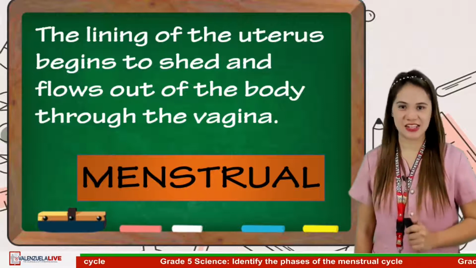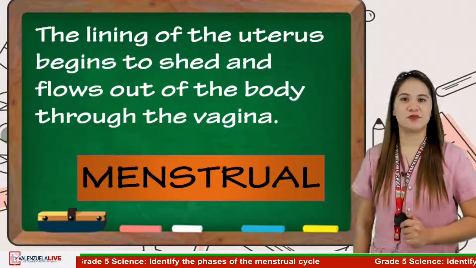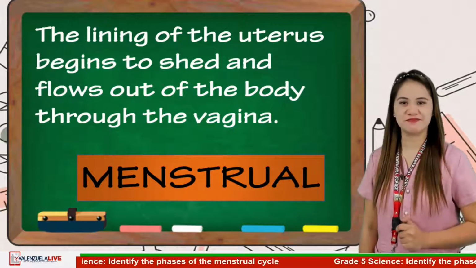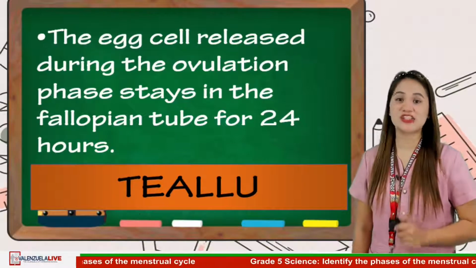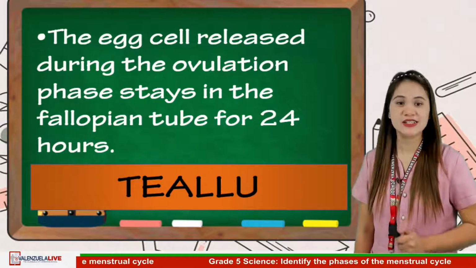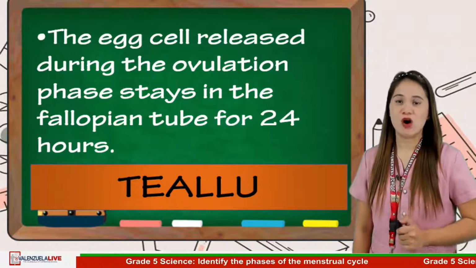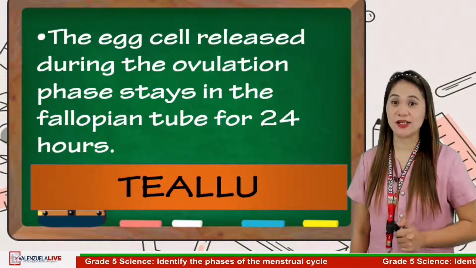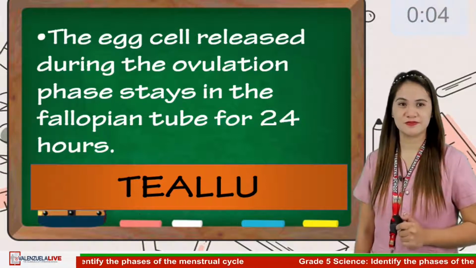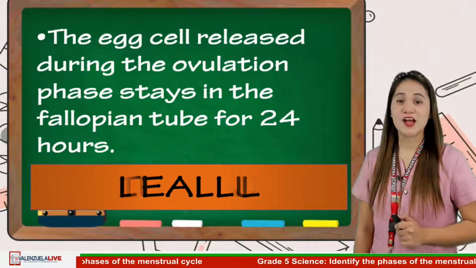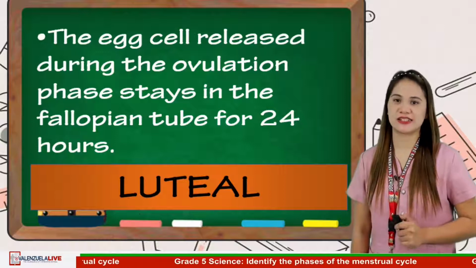And the correct answer is the menstrual phase. How about number 3? The egg cells released during the ovulation phase stays in the fallopian tube for 24 hours. What phase in the menstrual cycle is being cited? The correct answer is the luteal phase.